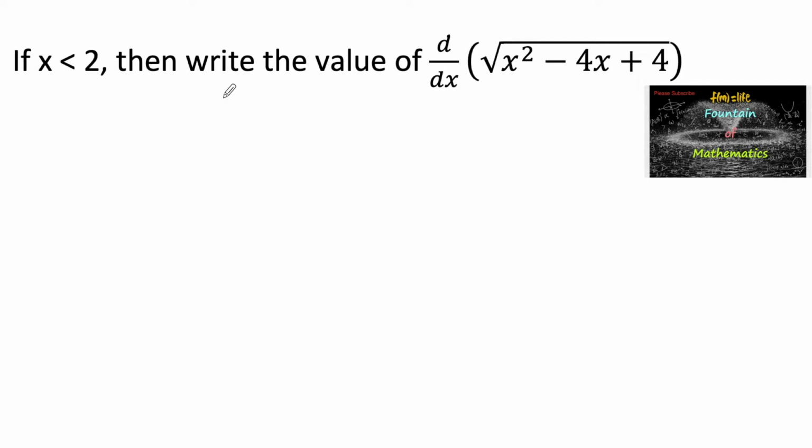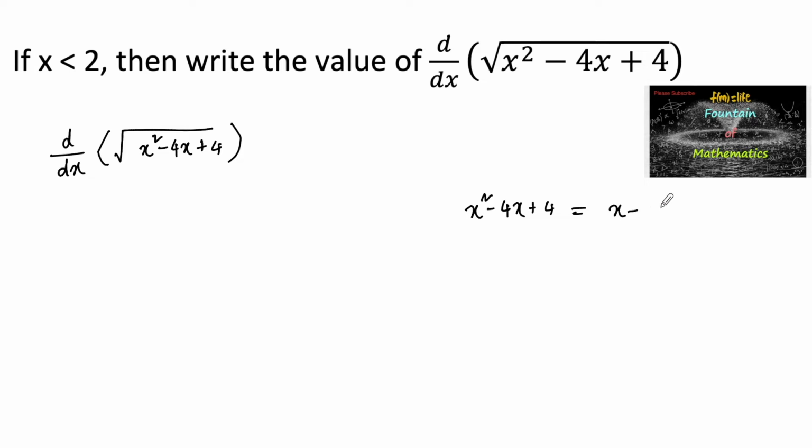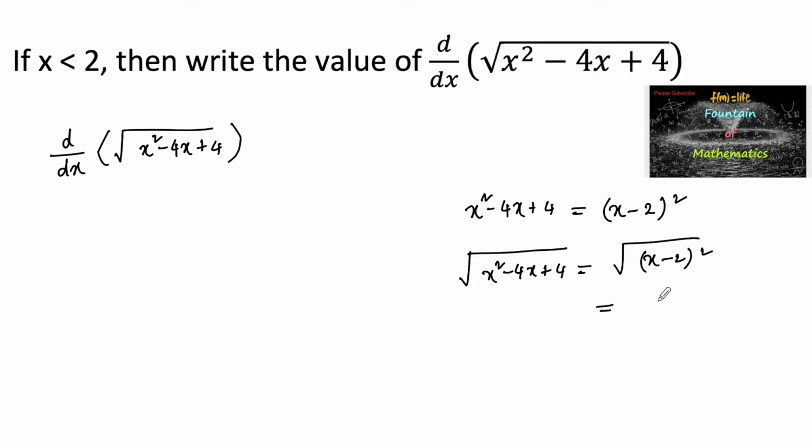If x is less than 2, then write the value of d by dx of root over x square minus 4x plus 4. And we know that x square minus 4x plus 4 is equal to x minus 2 whole square, and hence root over x square minus 4x plus 4 is equal to square root of x minus 2 whole square, which is equal to mod of x minus 2, since we know that root of x square is mod x.